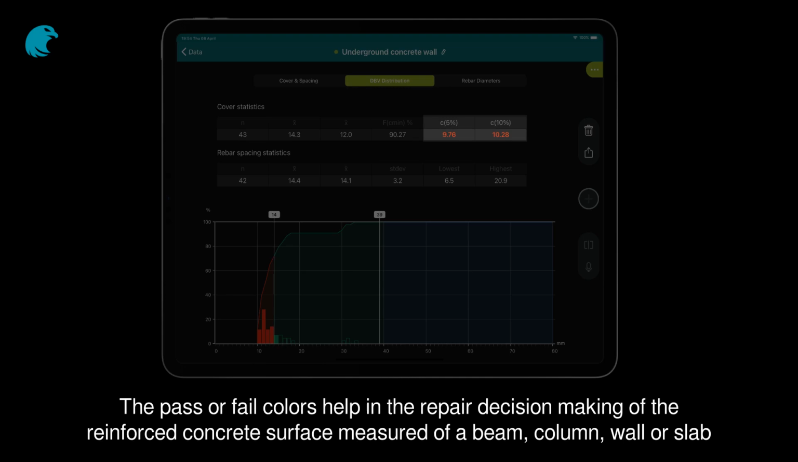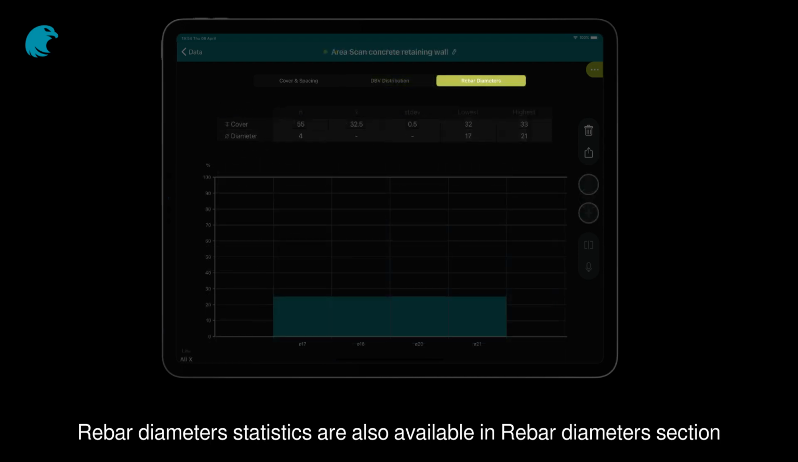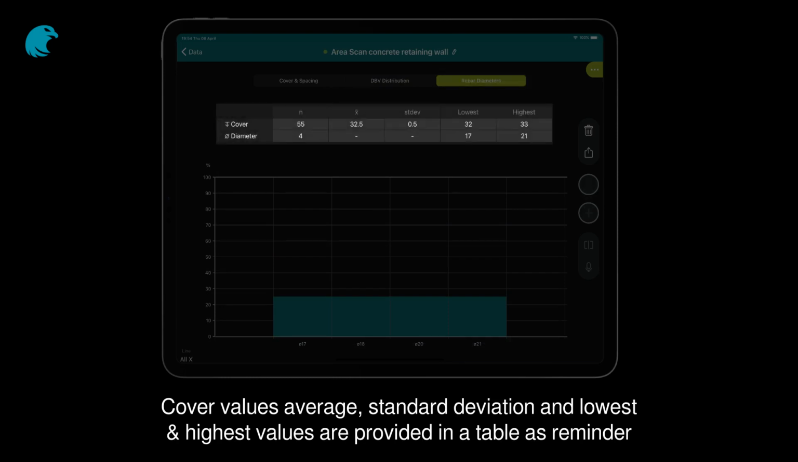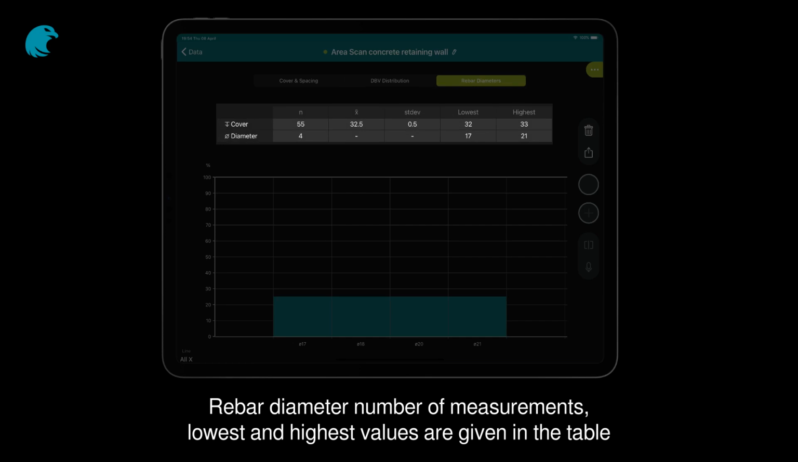The pass or fail colors help in the repair decision-making of the reinforced concrete surface measured of a beam, column, wall, or slab. Rebar diameter statistics are also available in the rebar diameters section. Cover values average, standard deviation, and lowest and highest values are provided in a table as a reminder. Rebar diameter number of measurements, lowest and highest values are given in the table.